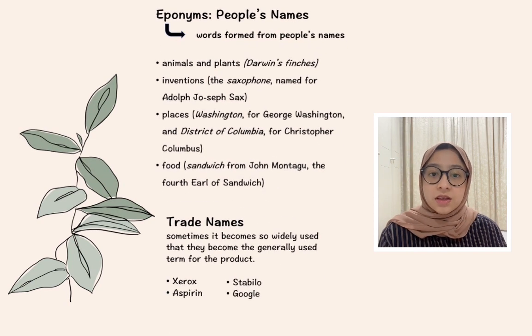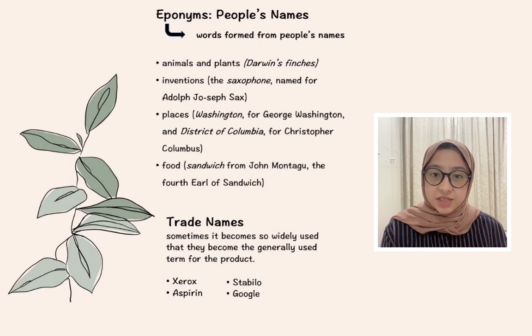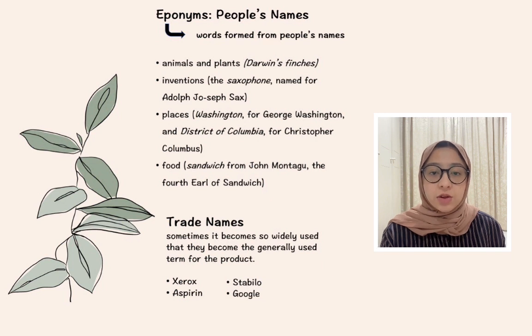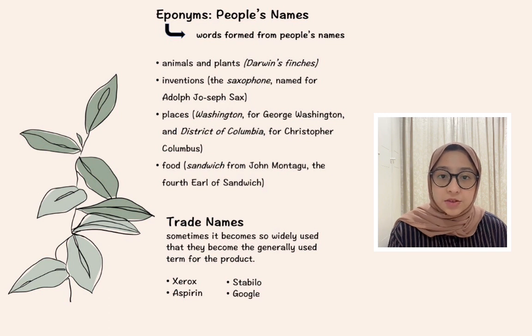Trade names. New words are invented to label new products. Sometimes the word is formed on the basis of processes we have already discussed. Trade names sometimes become so widely used that they become the generally used term for the product. This has happened to the words Xerox, aspirin, Stabilo, Google, etc. Other manufacturers may make the machine, but these trade names have come to mean the products themselves.